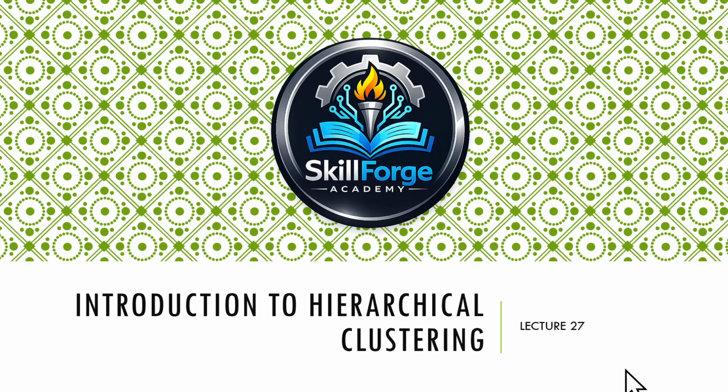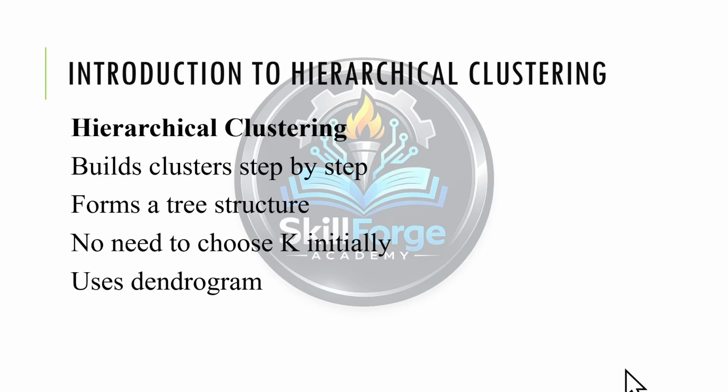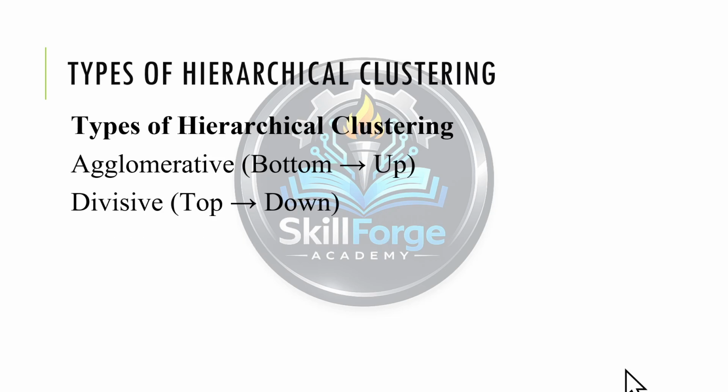In the previous lecture we discussed k-means clustering. Unlike k-means, we do not need to choose the number of clusters in advance. Instead, the method builds clusters step by step. It creates a tree-like structure showing how data points are grouped together. This structure is called a dendrogram. So, hierarchical clustering gives us a complete hierarchy of clusters.